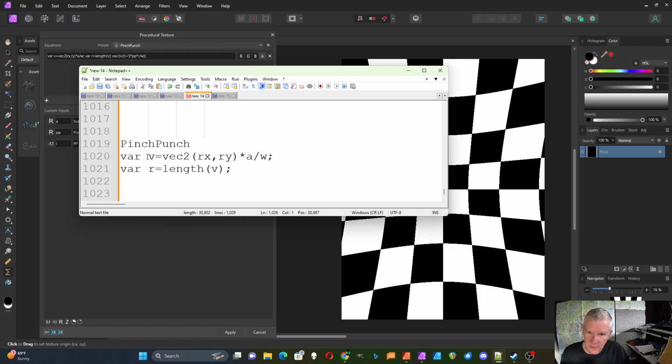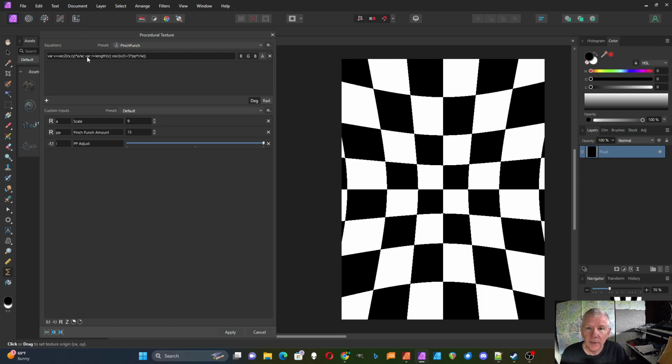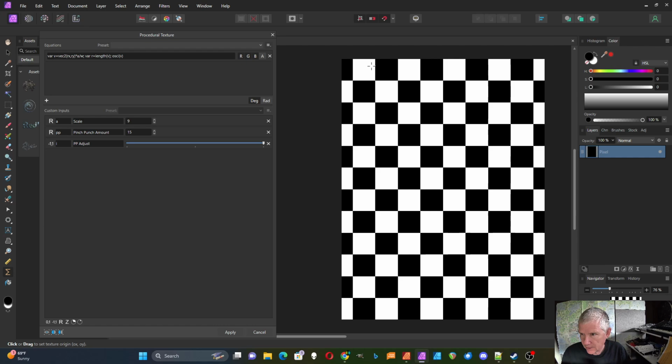I started out with a vector v, vec2 of rx, ry, times a divided by w. And then I thought I'm going to put in a radius, which is the length of v. And then I thought it would be some function related to radius. So that's what I'm going to start out with. I have those two variables set up in here, and I'm just going to do osci of v. So osci gives you a regular checkerboard pattern.